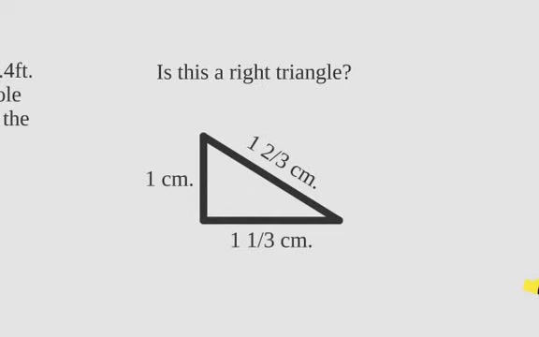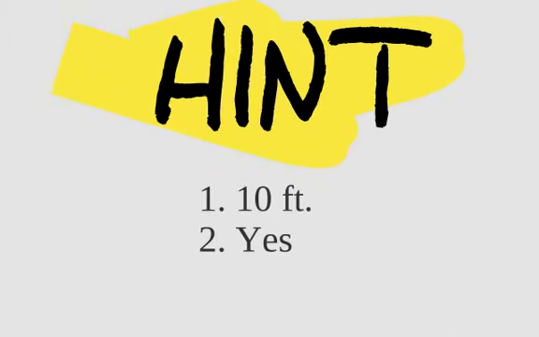All right. Is this a right triangle? Notice anything peculiar about the numbers? Maybe multiply them all by 3 and see what happens. See what kind of triangle you get. All right. So yeah, it's 10 feet high is that basketball goal. And yes, that's a Pythagorean triple. If you multiply each of those by 3, you end up with a 3, 4, 5 triangle, which is a right triangle.